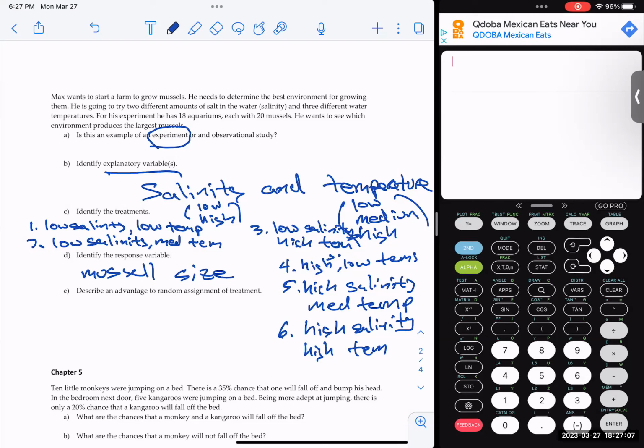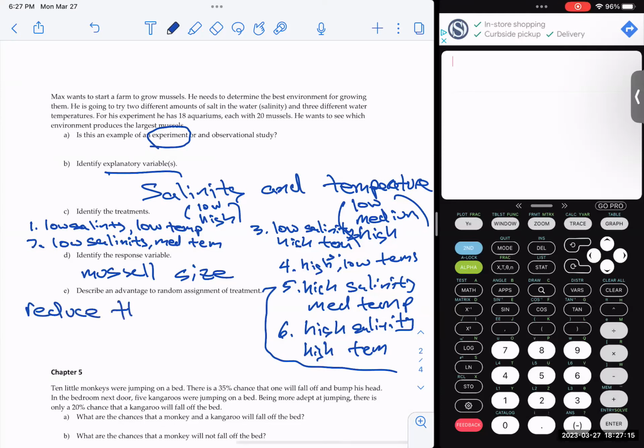Let me just say what I want to hear and then we'll talk about it. It can reduce the effect of confounding variables.